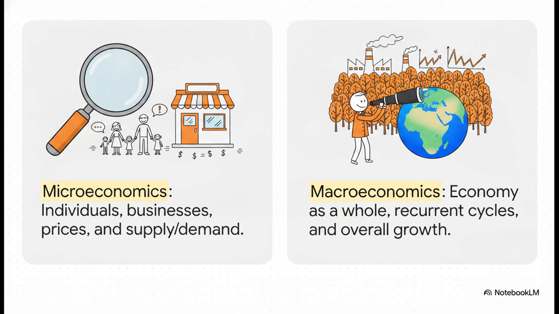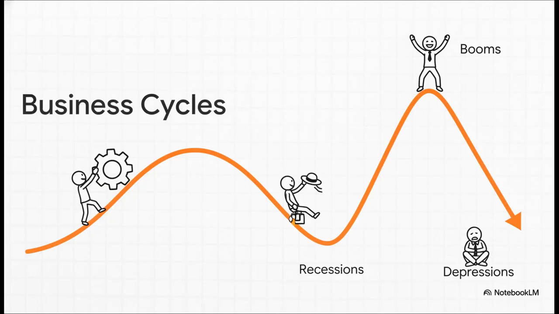Macroeconomics, on the flip side, zooms all the way out. It looks at the behavior and performance of the economy as a whole. Stuff like foreign trade, total production output, and national unemployment rates. And when we zoom out to that macro level, we start to see these recurring cycles of growth and decline that actually affect every single one of us.